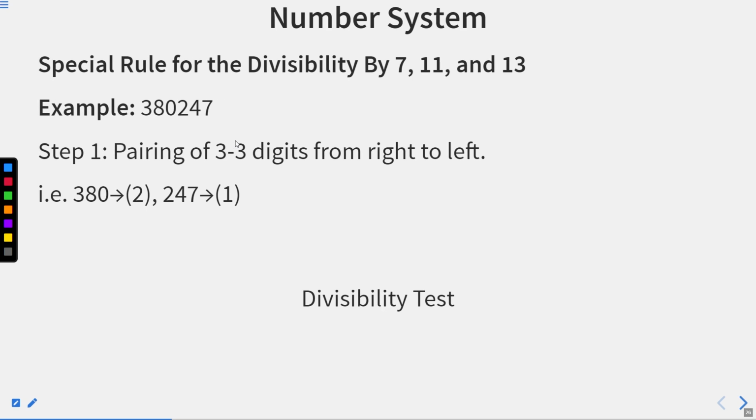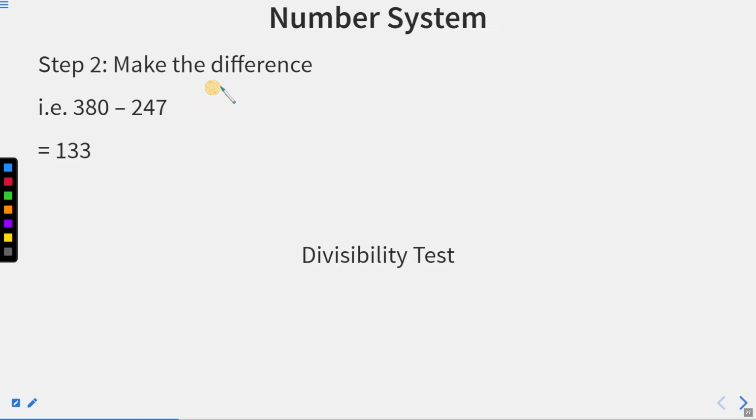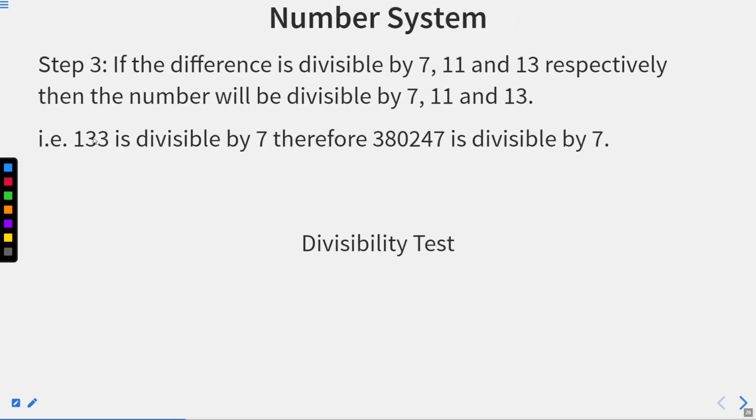Okay. So we have a very special rule for divisibility by 7, 11 and 13. Let us see. For example, we have 380247. What you have to do is, first of all, divide this number into groups of 3 digits. So 380 and 247, these are 2 groups. Now make the difference: subtract them, and the answer we got is 133.